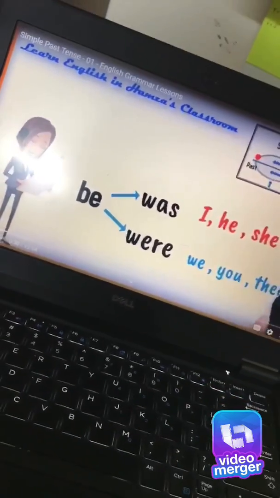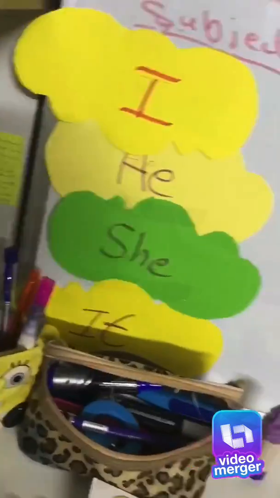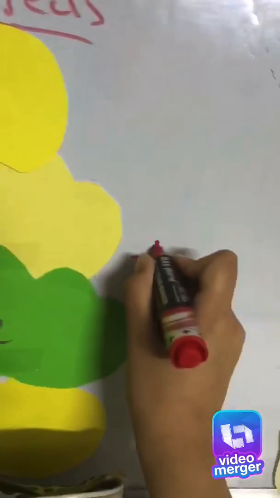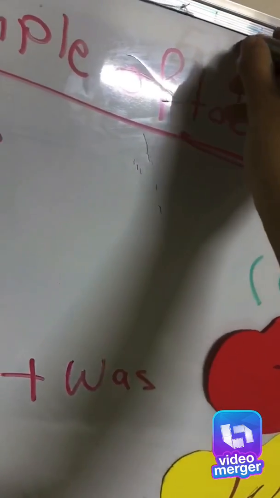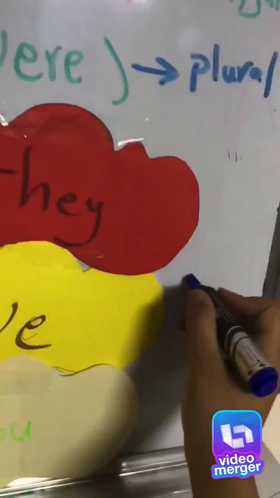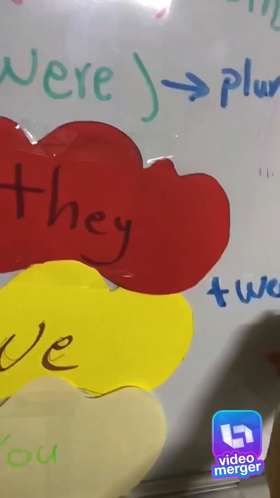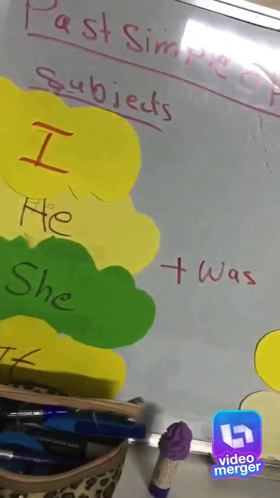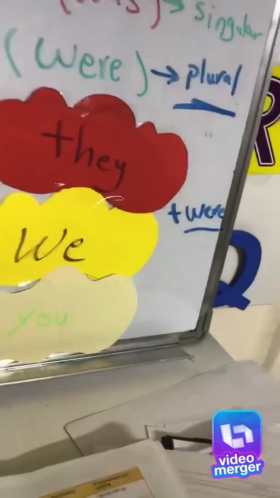The past tense of to be in English has two forms. Look at it. We have the subjects I, he, she, it, they, we, you. We are using I, he, she, it with was, the verb to be, because they are singular. But we are using they, we, you with were because they are plural. So it means that we are using he, she, it, I with was, but we are using they, we, you with were.